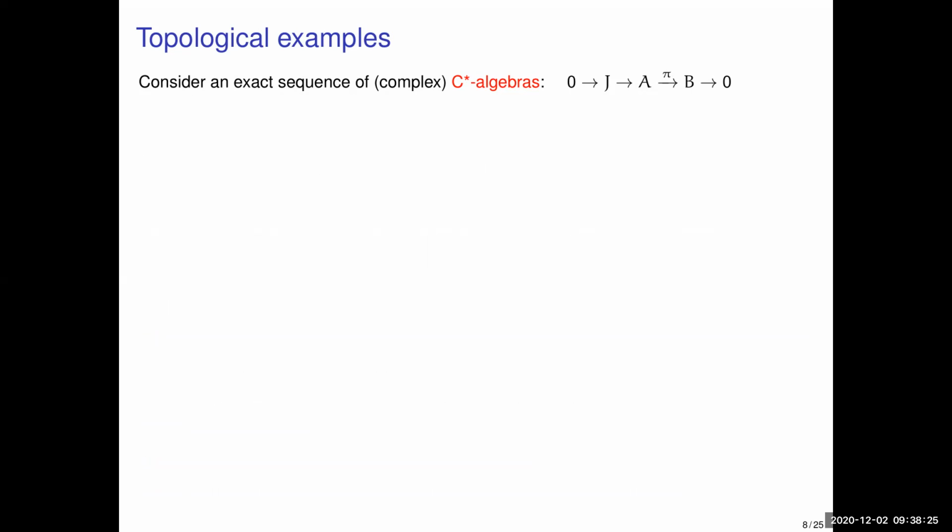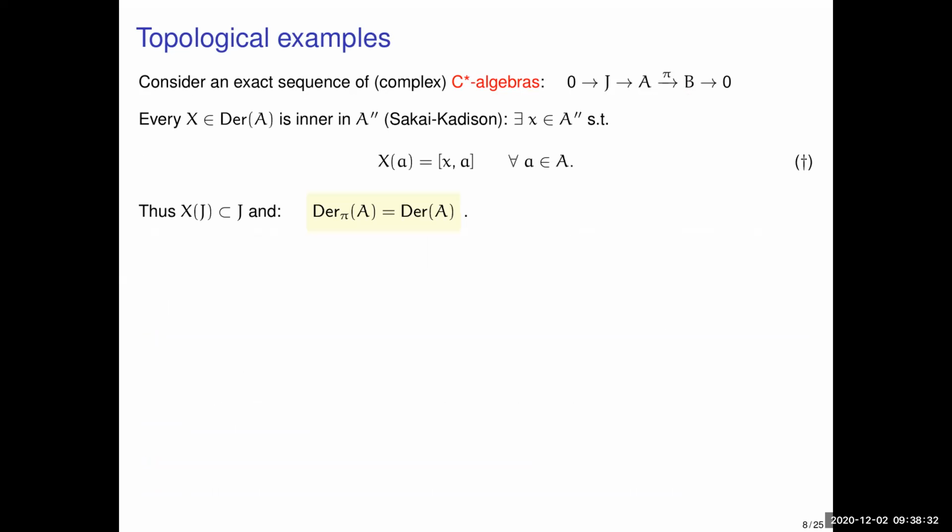So if your exact sequence is a short exact sequence of C*-algebras, what can we say? Well, first of all, every derivation of A is not exactly inner in A, but is inner in the double commutant, because this is still a Sakai-Edison theorem. And from this, one can prove, this is in an older paper by Pedersen, that even if the derivations are not exactly inner, still because of this property, they map the ideal J to itself. So every derivation of A is projectable. They can all be projected to B.